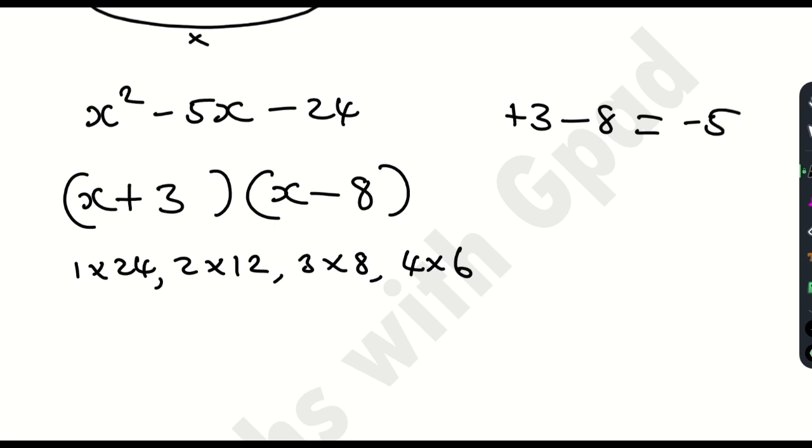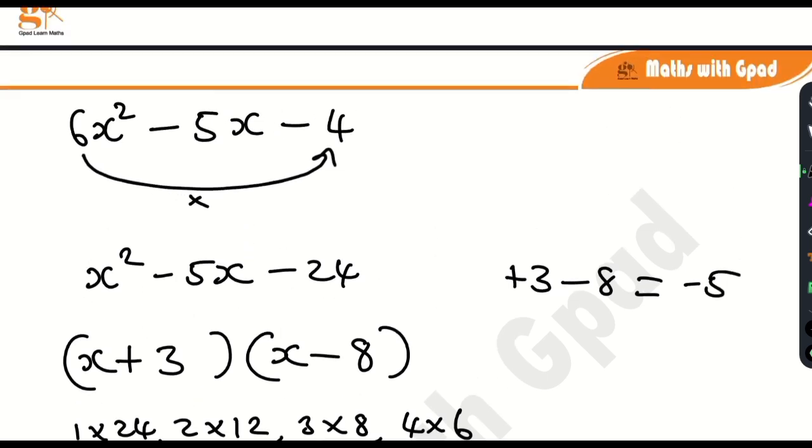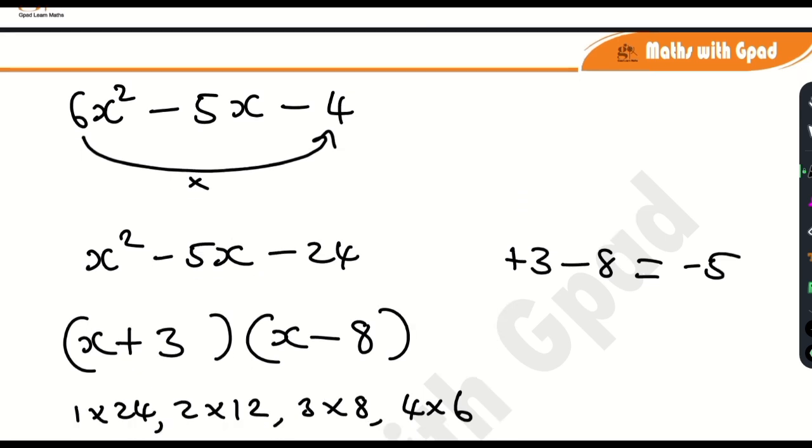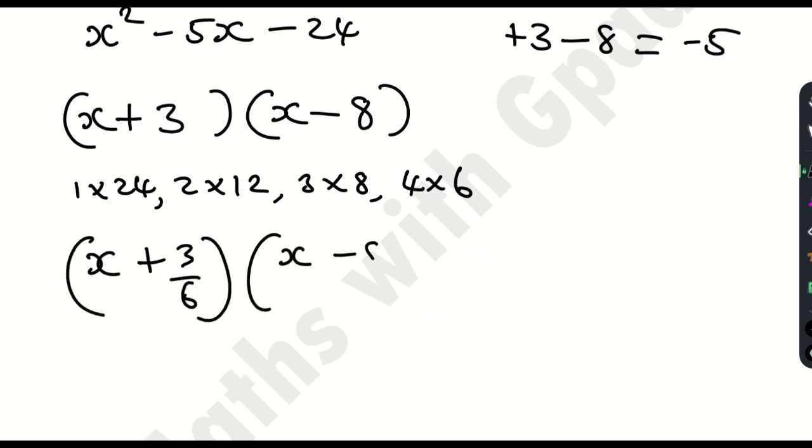So let's move on again. We already have the two brackets, but like we did in the previous example, you will have to divide the constant terms 3 and 8 by what now? Let's go back. By the leading coefficient 6. So we come here and divide 3 and 8 by 6. So you have x plus 3 over 6 here, and what? x minus 8 over 6. So let's simplify this. 3 into 3 is 1, 3 into 6 is 2, 2 into 8 is 4, 2 into 6 is 3.